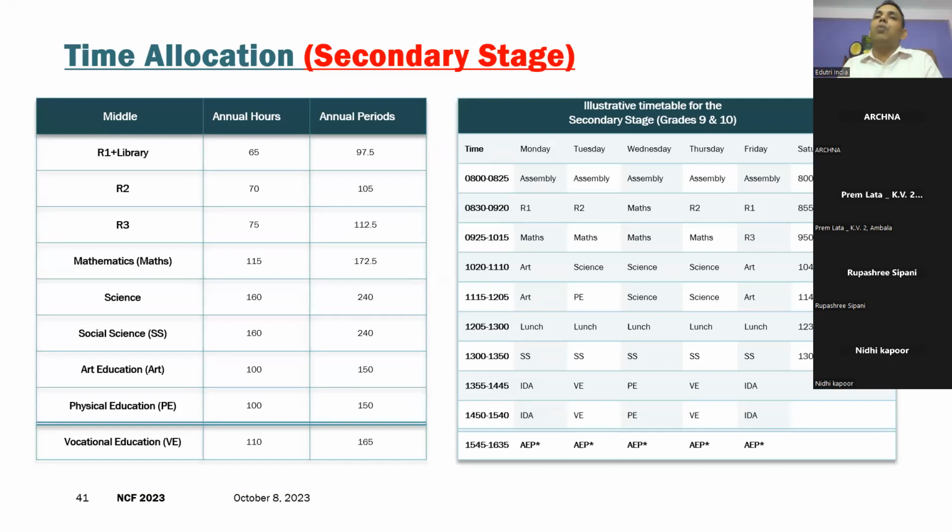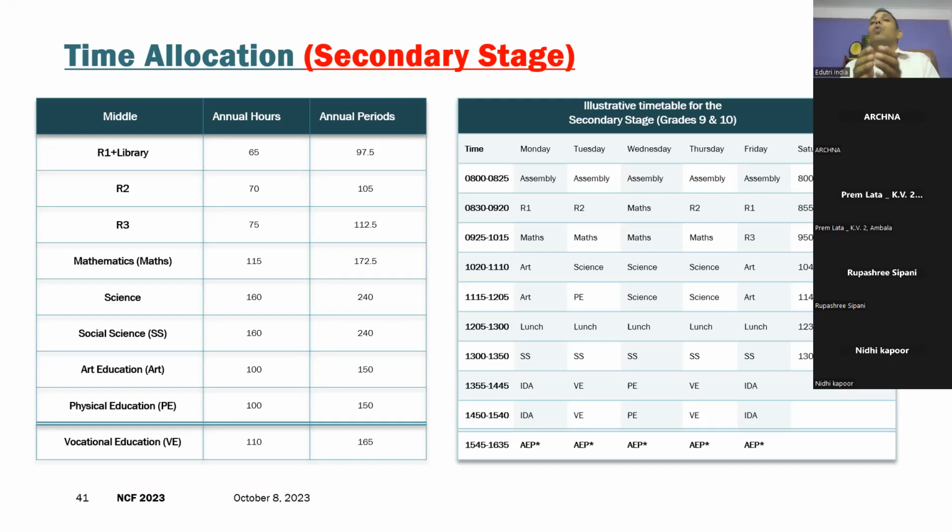How many periods? 97.5, 105, 112.5. This is 1.5, that is the library period. Suppose the child is studying English and also Hindi. In one semester the child may be reading Hindi books in the library, meaning Hindi story books or something like that. In another semester, the child will be reading English story books. So that library period should be part of the language.